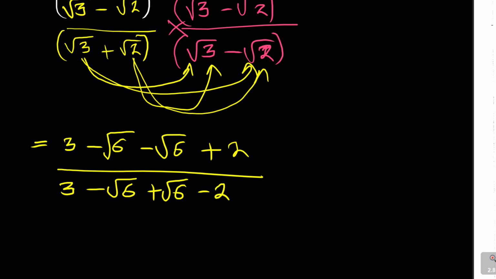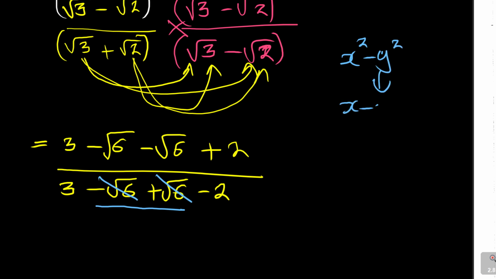Now the only part you need to be careful of, look at the bottom, minus square root of 6 plus square root of 6. That's what we are rationalizing. This always cancels out because it's a difference of two squares. Remember, in the difference of two squares, if I say x minus y, actually it's x squared minus y squared, what do I have?